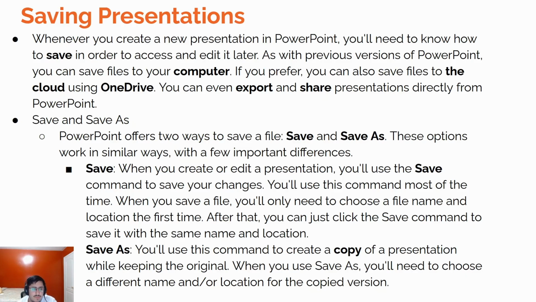In terms of Save and Save As, PowerPoint offers two ways to save a file, and that is Save and Save As. These options work in similar ways with a few important differences. So Save: when we create or edit a presentation, you'll use the Save command to save your changes. You'll use this command most of the time when you save a file, and you'll only need to choose a file name and a location for the first time. After that, we can just click Save and it'll overwrite your current file.